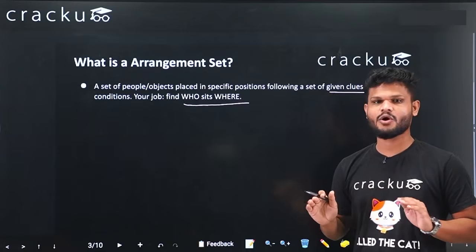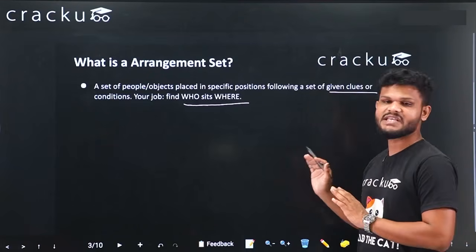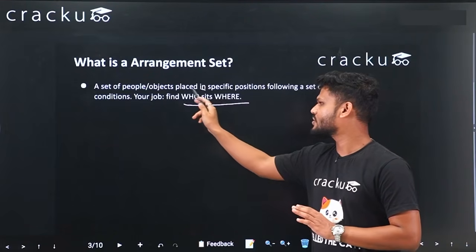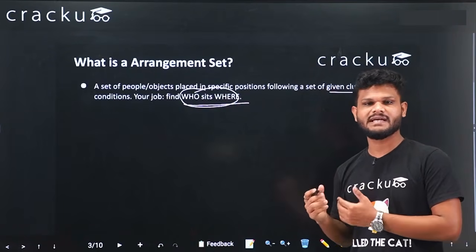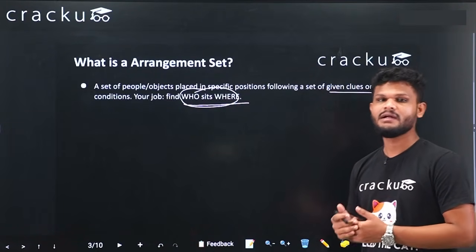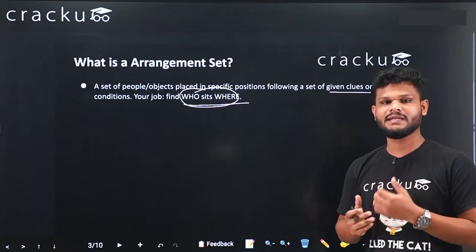There is nothing rocket science in this. Just based on the given clues you have to find the position of each person or each object, where they are placed or where they are sitting. Now let us go forward and learn some basics about the linear arrangement.